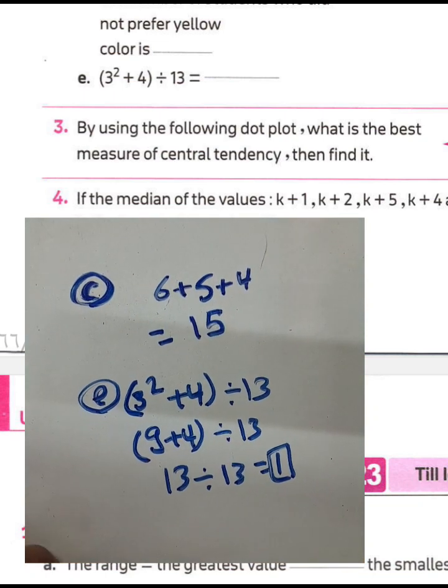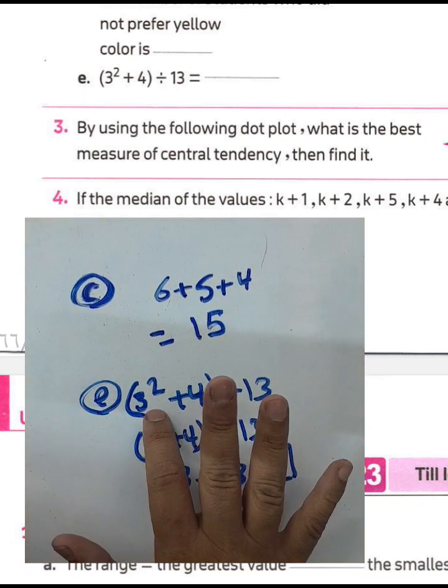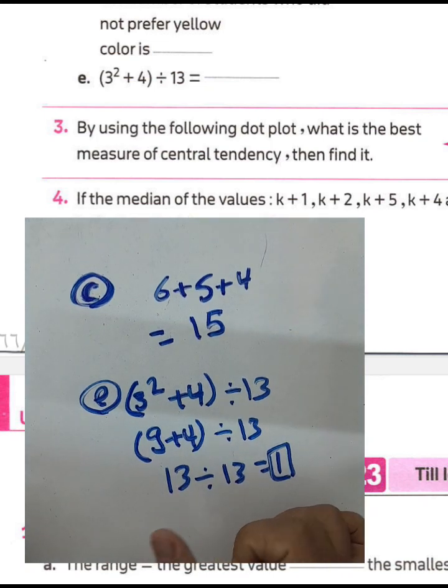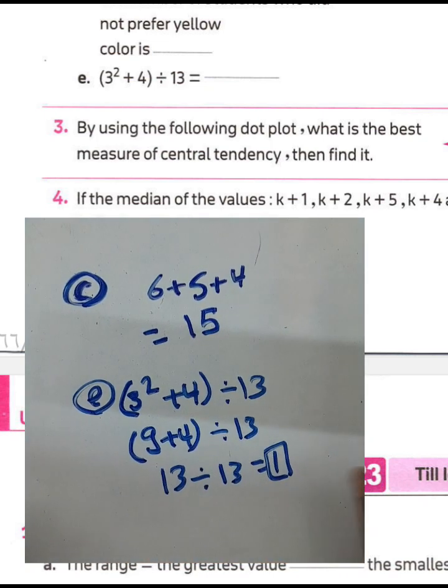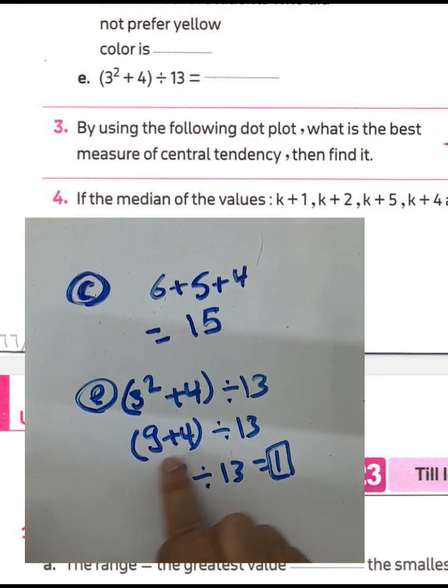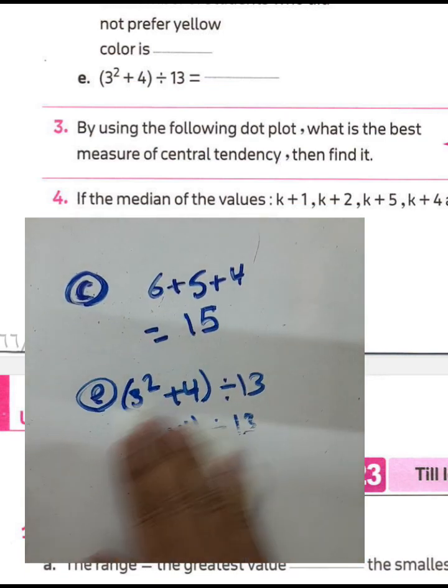It's order of operations. Parentheses first, exponent next. Multiplication and division are the same step. Addition and subtraction go from left to right, first come, first served. 3 power 2 equals 9, plus 4 equals 13. 13 divided by 13 equals 1.